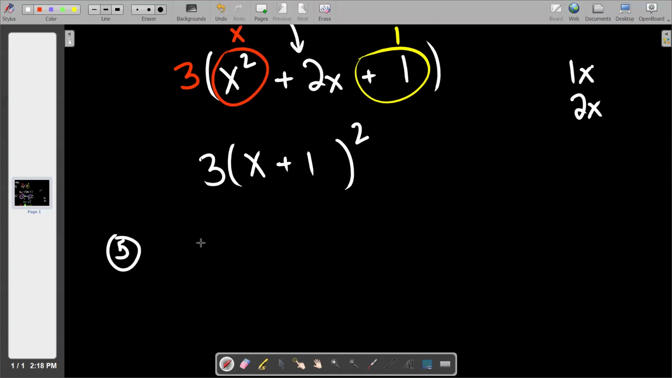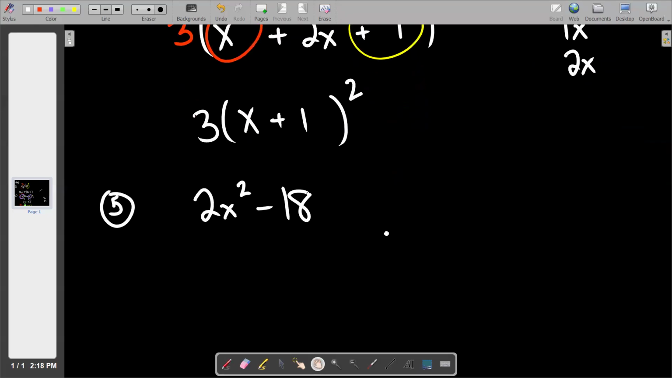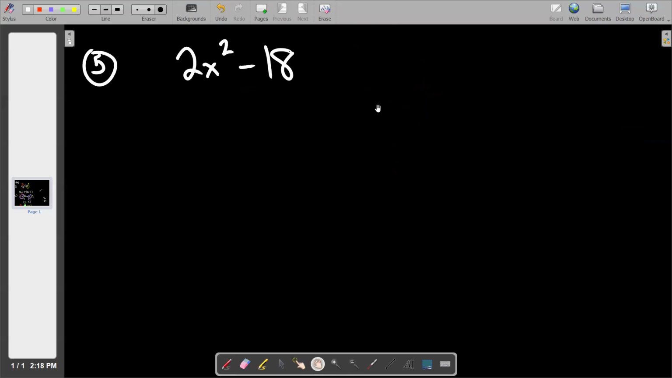Question 5. What's question 5? Is it a difference of squares? I'm going to ask you this again, and I know you probably think I'm being weird, but is number 5 a difference of 2 squares? It is not. But your heart's in the right place if you say yes, because there is one in there. In its current state, it is not a difference of 2 squares. What do we have to do first?